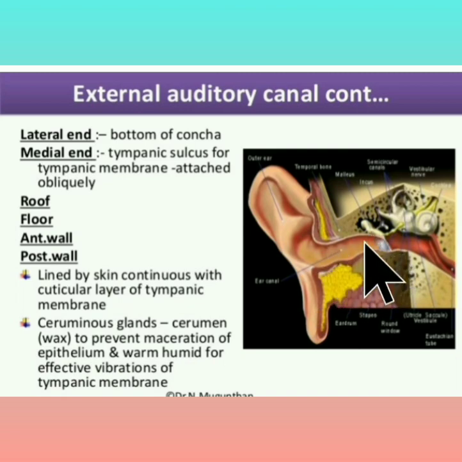The skin is continuous with the cuticular layer of the tympanic membrane, and here it contains ceruminous glands. Ceruminous glands secrete cerumen. Cerumen means wax. It secretes wax to prevent maceration of the epithelium and to keep it warm and humid for effective vibration of the tympanic membrane.